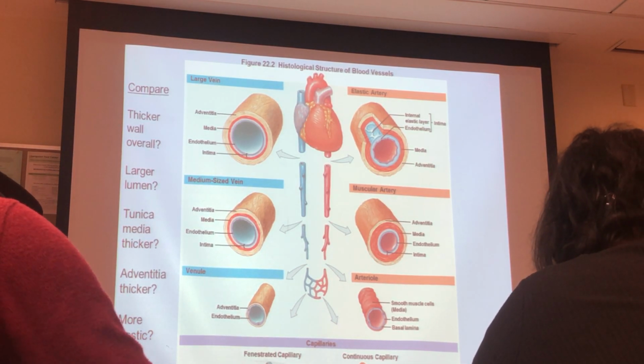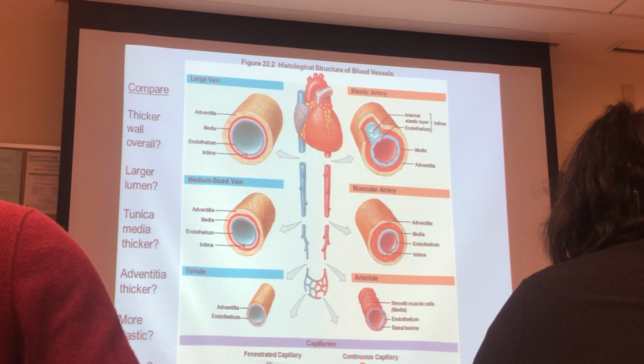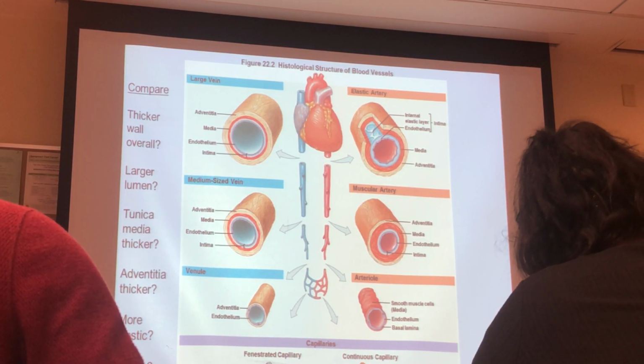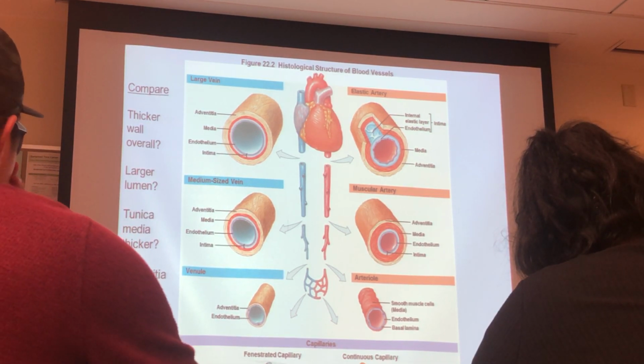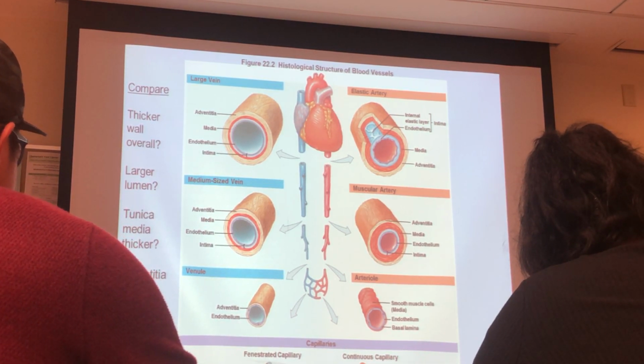Yes. So it turns out that most of your blood in your blood vessels is in veins. And they don't have direct blood pressure to move the blood through their vessels. So the more blood they have, they can create their own sort of pressure. So they have larger lumens.